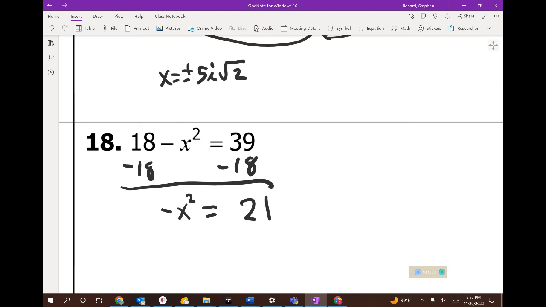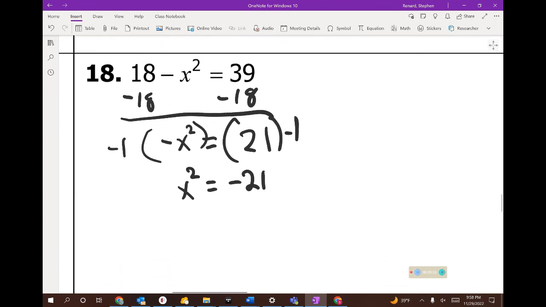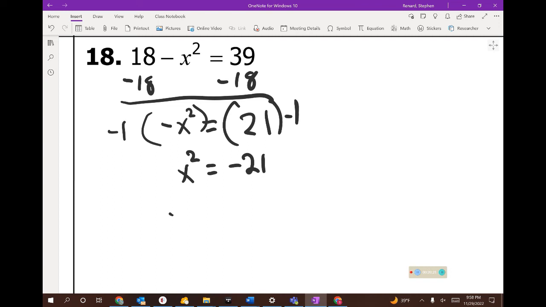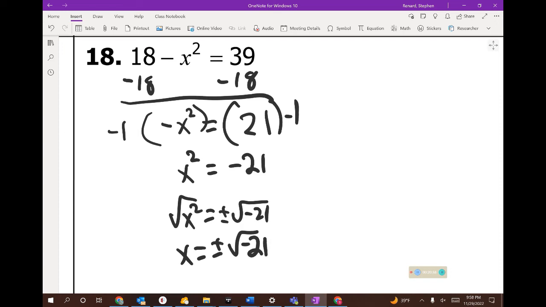Okay, now we got to go to that negative. So what we do here is we're actually going to times both sides by negative 1. Because we can't take the square root of that negative number. We need to get the x squared by itself. And we should see where this is going. We'll square root both sides. So we end up with x equals plus or minus the square root of negative 21.